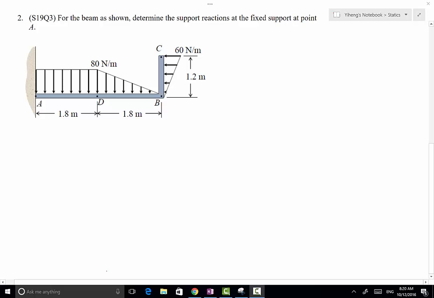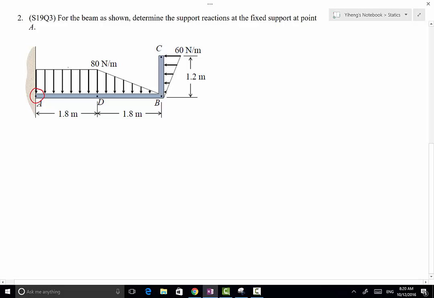In this problem, we have a beam subjected to multiple distributed loads, and it is supported by a fixed support at point A. And we need to determine all the support reactions at the fixed support. So the first thing we want to do is to replace the distributed loads with concentrated forces.